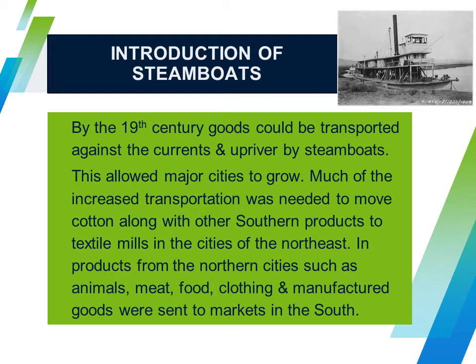The products from the northern cities, such as animals, meat, food, clothing, and manufactured goods, were then sent to the markets in the south. So, this is a give and take relationship between the north and the south of America.